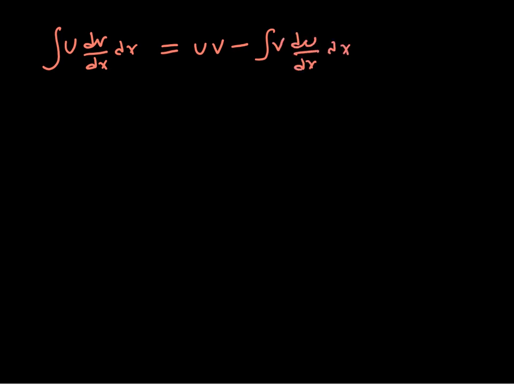This formula is really going to be very useful when you're integrating a product of two functions. Let us write it again. The integral of u times dv by dx with respect to x is going to be uv minus the integral of v du by dx with respect to x.